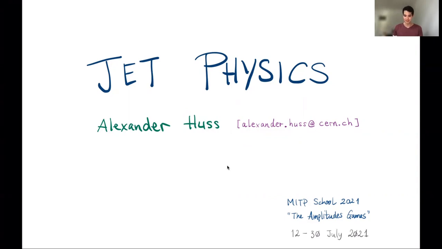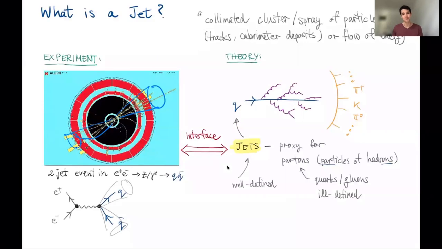So jet physics. Maybe let's start with the question of what is a jet? If you open up a textbook, the typical definition you would find is that it is a collimated cluster, a spray of particles or flow of energy. That's the important bit, that it's collimated. And this well describes also the picture that we have on the experiment.